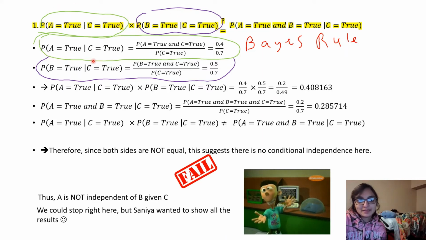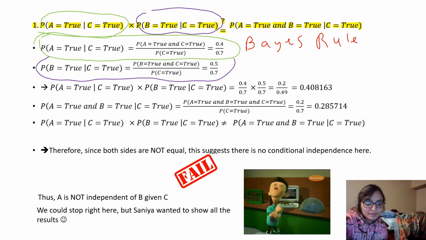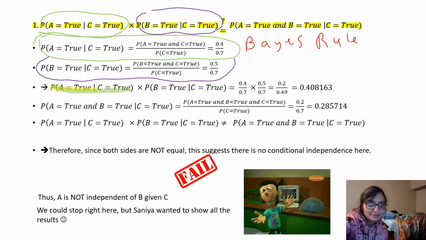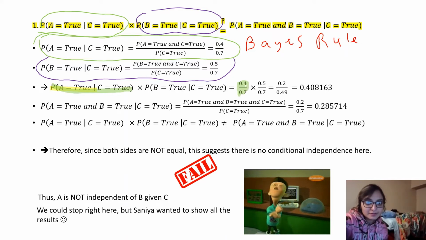Similarly, for this probability, the probability B is true given that C is true equals the probability that B is true and C is true divided by the probability C is true, which is 0.5 over 0.7. So we have these probabilities here, and we're just going to multiply them, this part here and also this part here. I'll leave it with an underline of purple.